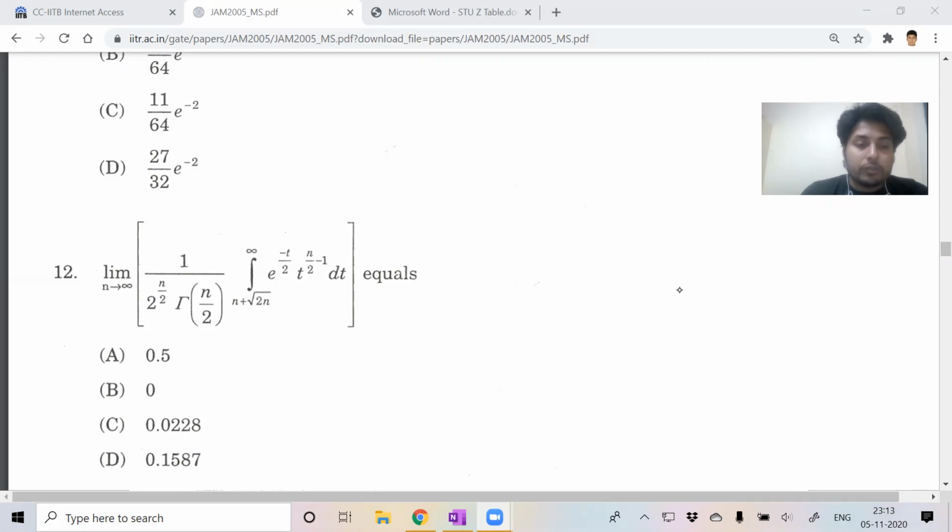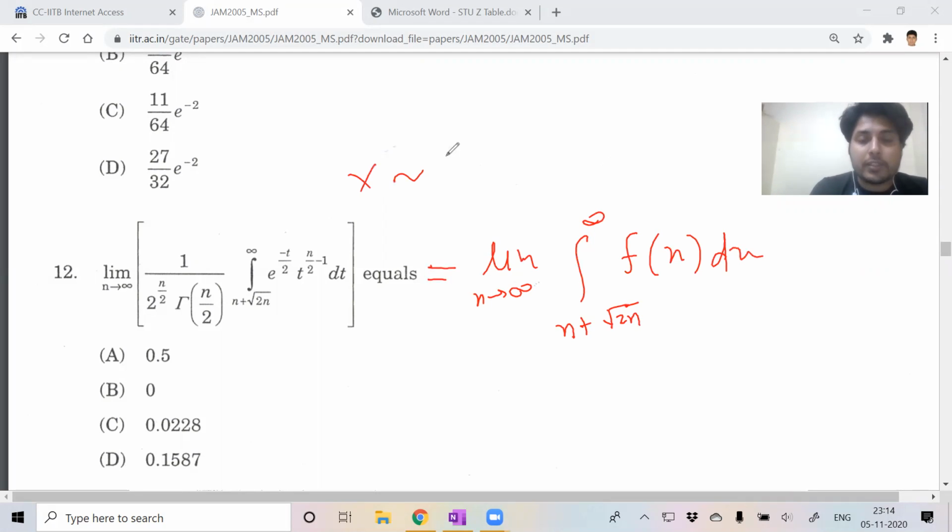Okay. So first of all, this is a very complicated function. If you can recognize it, it is the PDF of the chi-square distribution with n degrees of freedom. So I will write it: this is equal to limit n tends to infinity, the integral from n plus root 2n to infinity of f(x) dx. So x here is chi-square distribution with n degrees of freedom.